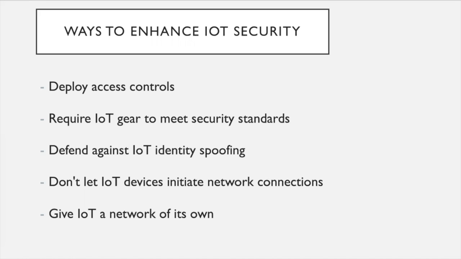Don't let IoT devices initiate network connections. By creating a one-way connection, the IoT devices won't be able to connect to internal systems. This limits an attacker's ability to explore and attack network segments. Enterprises can also enforce connections to IoT devices to go through jump hosts.